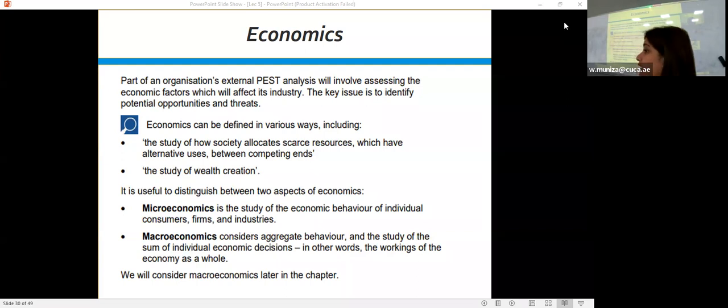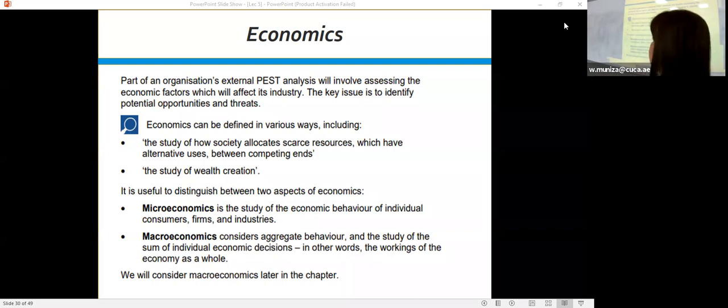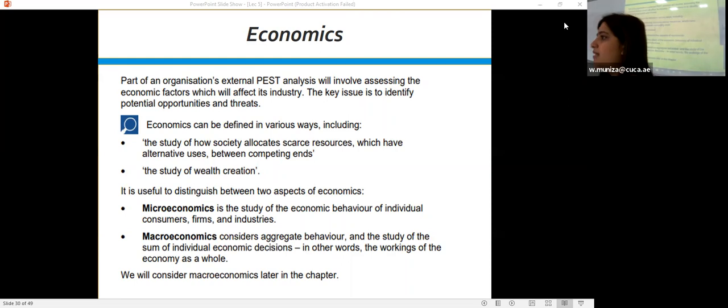Say, for example, if the society has an amount of money in limited quantity, then they are going to prioritize their needs and wants. According to the prioritization, they are going to spend the scarce resources on different things. Then the study of wealth creation, how the wealth is being created and how it is going to be spent, is part of the economics subject.